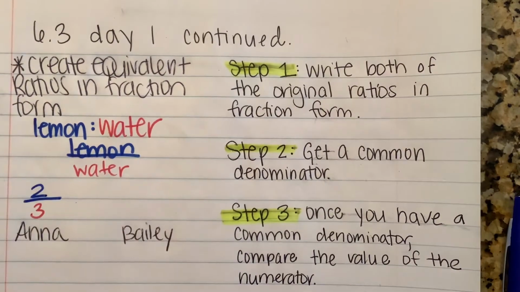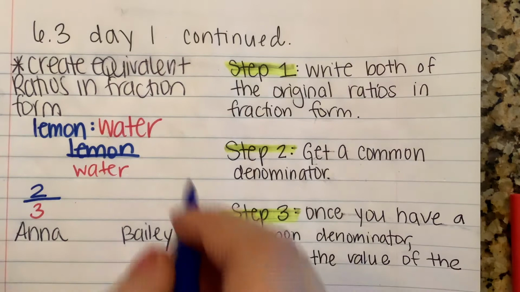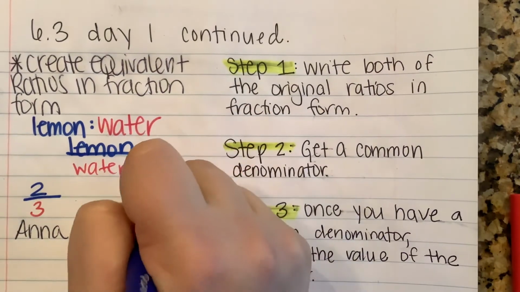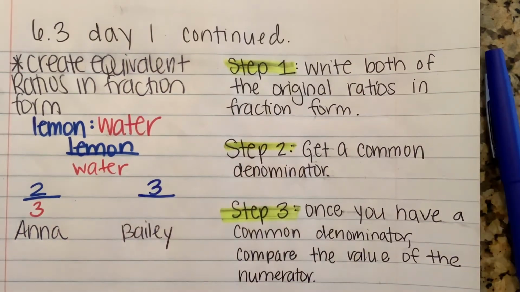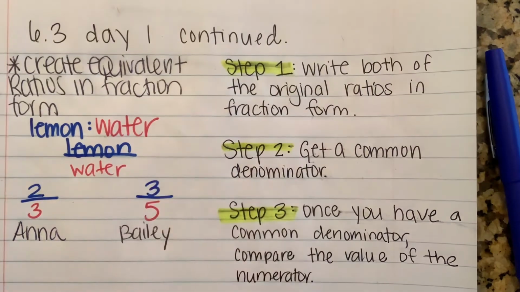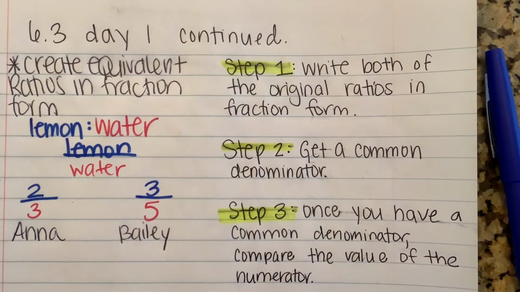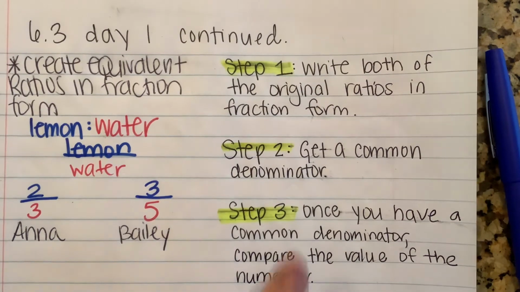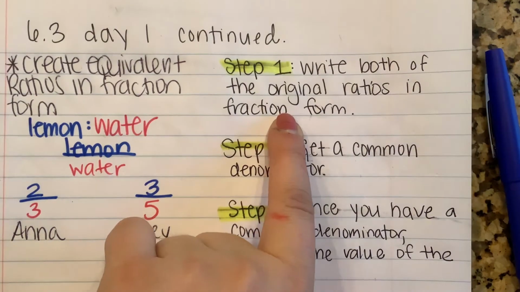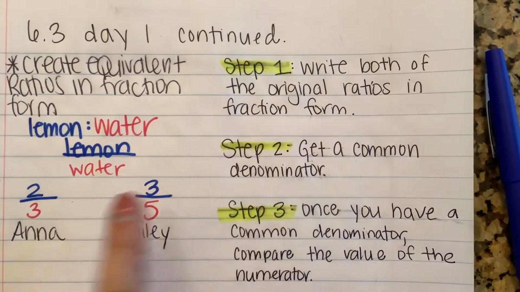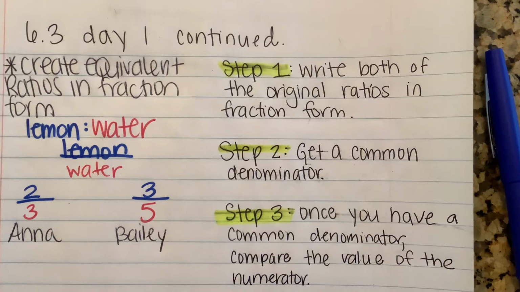Remember, the first quantity is the numerator. Bailey's was 3 to 5. So I'm going to write that with my first quantity, 3 as the numerator, 5 as the denominator. We've just taken care of step 1. We wrote both of the original ratios in fraction form for Anna and Bailey. Now we're going to move on to step 2.